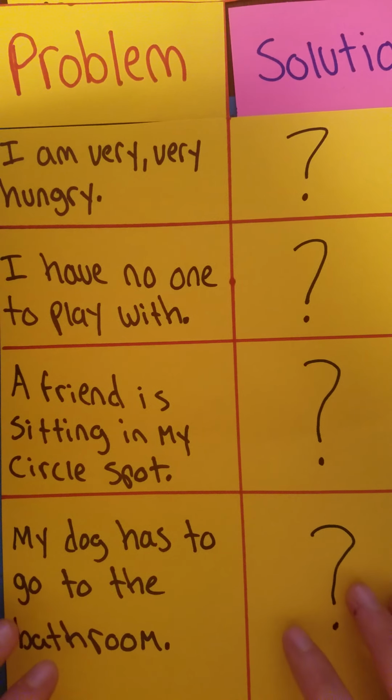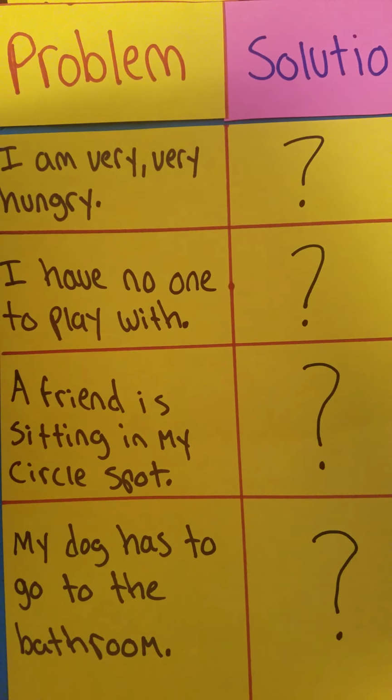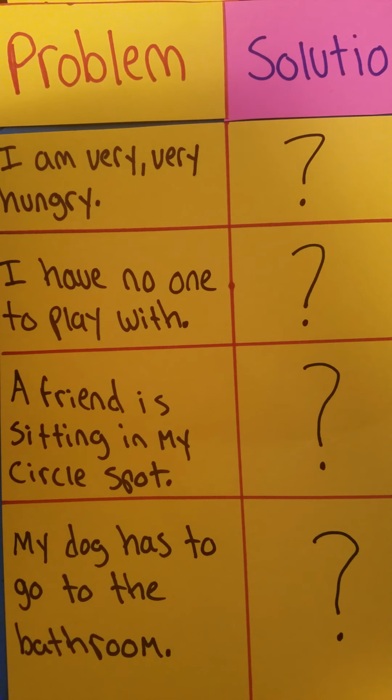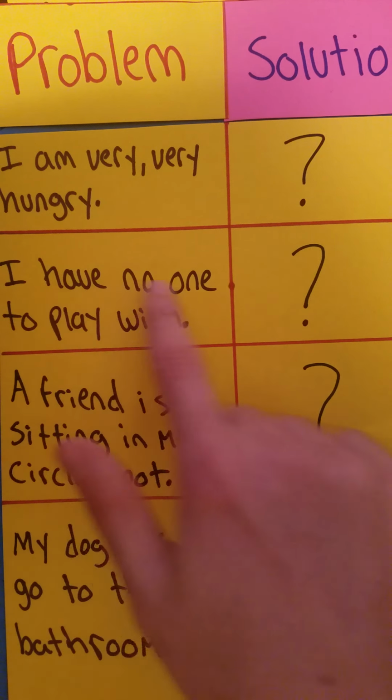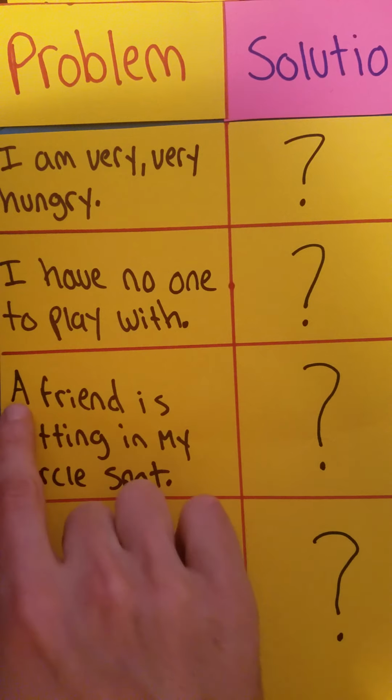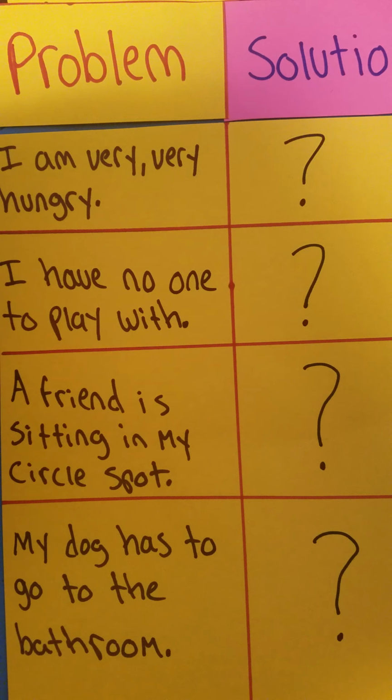Now let's read each of these problems first. The first one is I am very, very hungry. The next one is I have no one to play with. The third one is a friend is sitting in my circle spot. And finally, my dog has to use the bathroom or go potty.